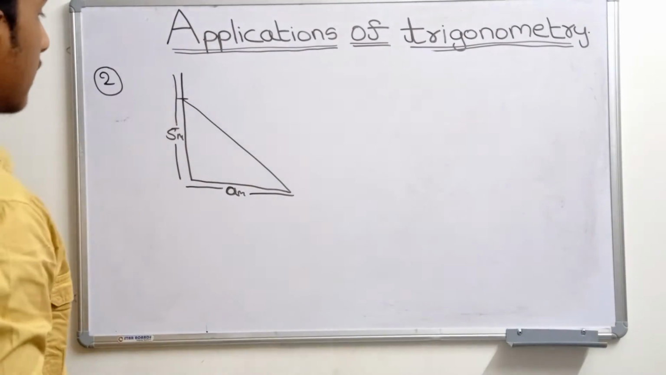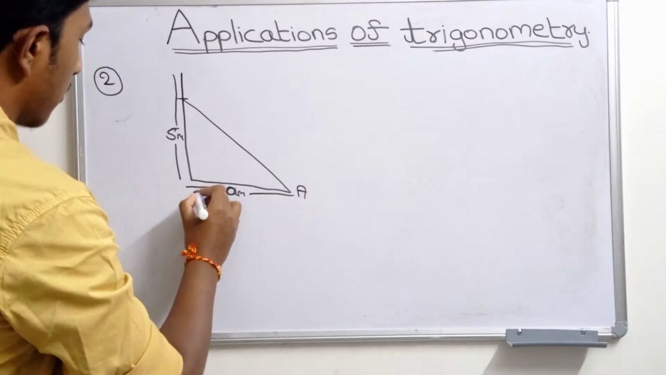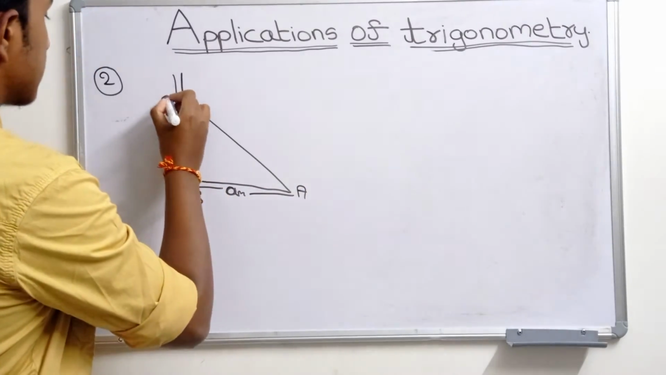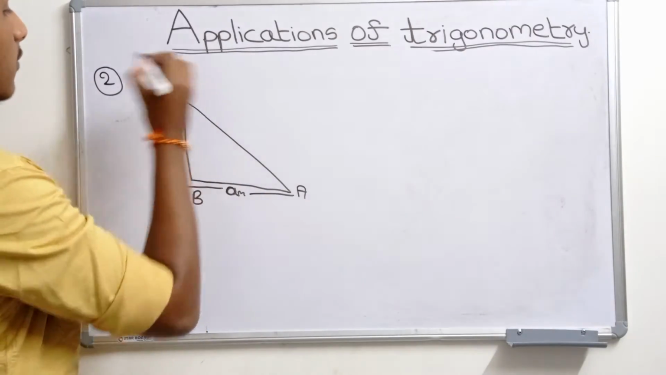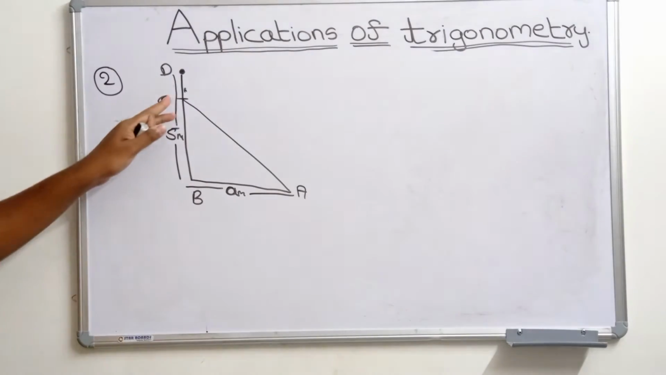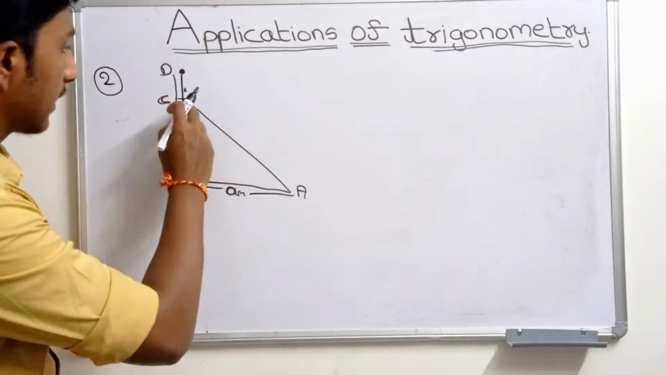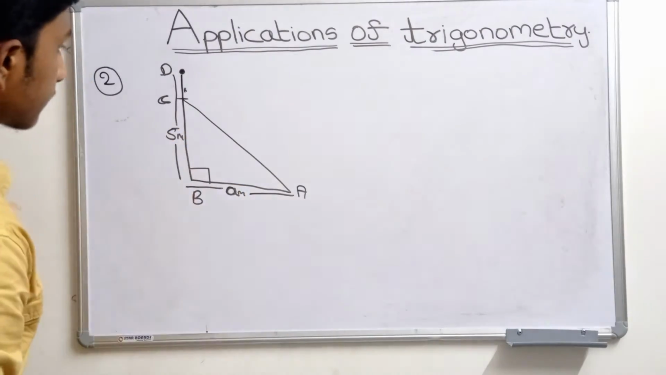1.3 meters below 5 meters means we'll consider this point as A, this point as B, this point as C, and the last point as D. That means this is the top of the pole, guys. This is the place where the repair work should be done. Okay, and this is the right angle.